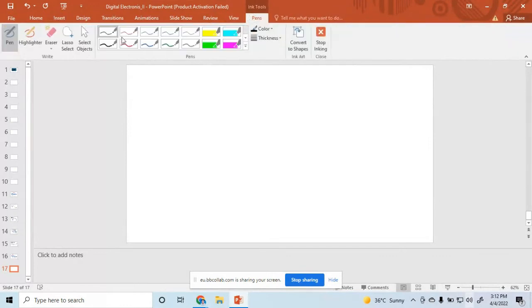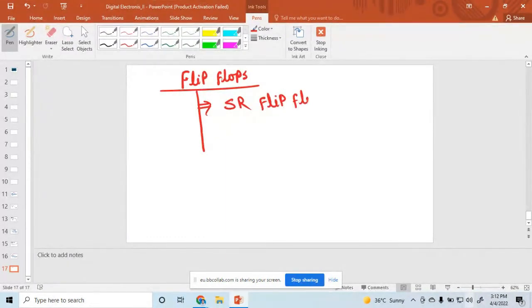Basically, there are different types of flip flop. One is called the SR flip flop. Another one is the JK flip flop. Next is the D flip flop, and next is the T flip flop. So there are four types of flip flop in total.